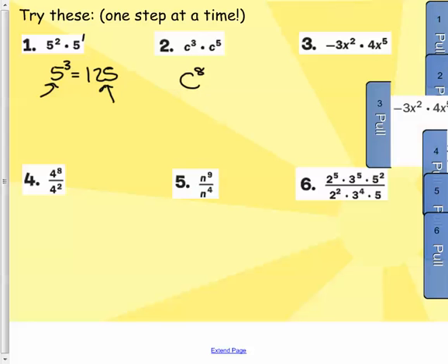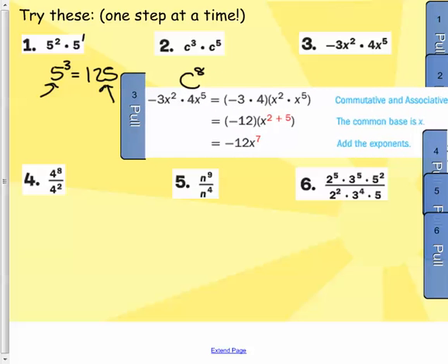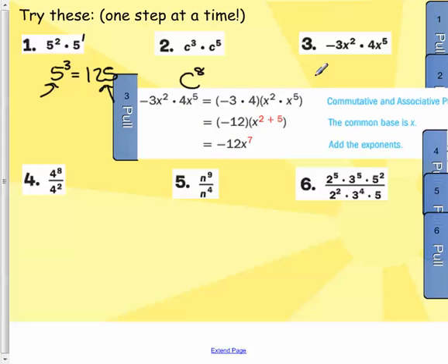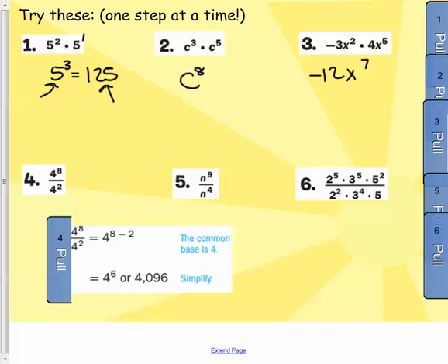For the third one, we would have to first multiply our -3 times our 4 and get -12. Then we would add our 2 plus our 5 and get x to the 7th power. For this one, we would get 4 to the 8th power, and we would have to subtract the 2 from the 8 because it's division. So we get 4 to the 6th power, which is really 4,096.